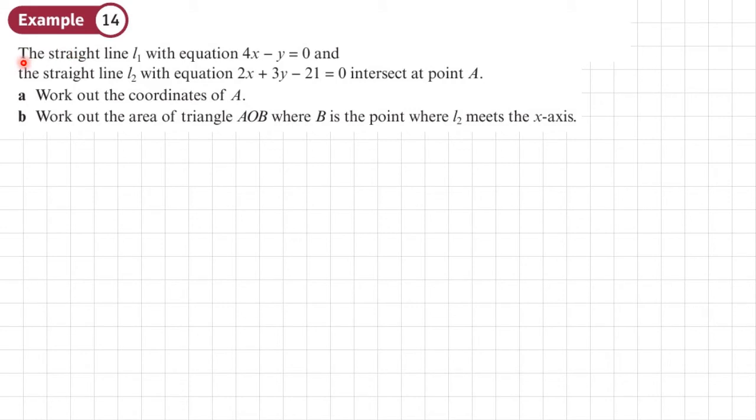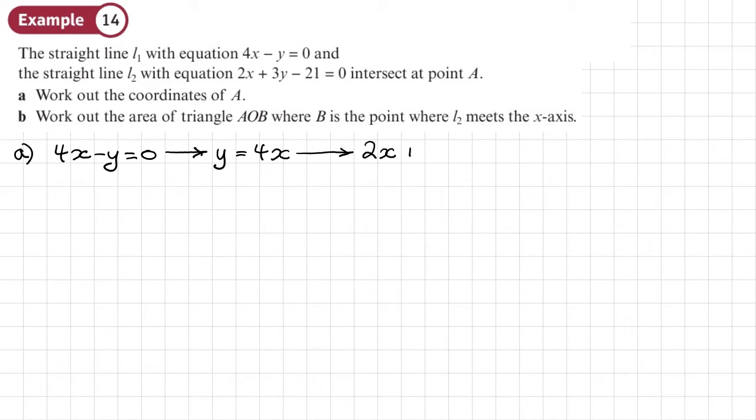Example 14, we've got a straight line L1 with this equation, straight line L2 with a different equation, and it intersects at the point A. And the first part of this question says work out the coordinates of A. So this means we need to substitute one of these equations into the other. Now since I've got a y there, it's going to be easy to make y the subject and substitute that into the second equation. So I've got 4x minus y equals 0. That will give me y equals 4x. That's easy to substitute into the second equation.